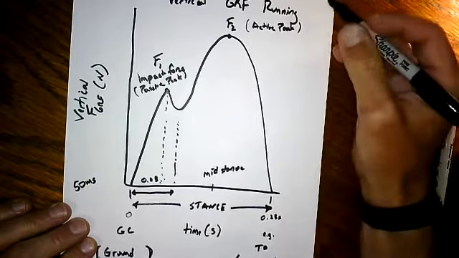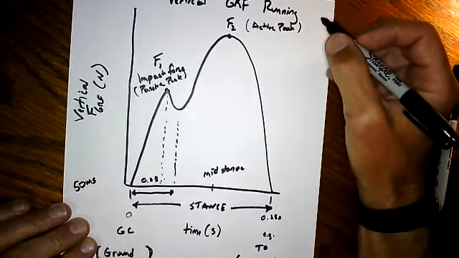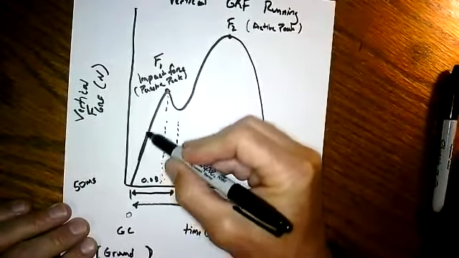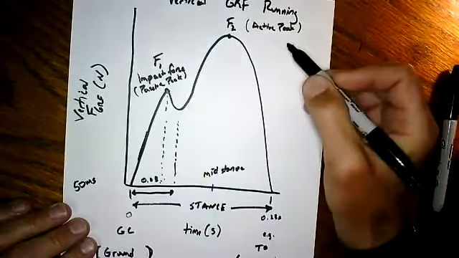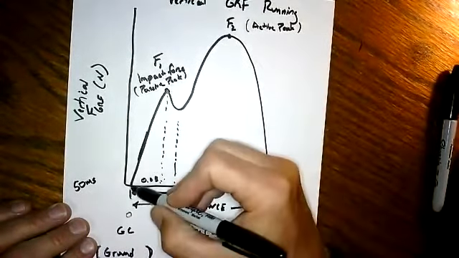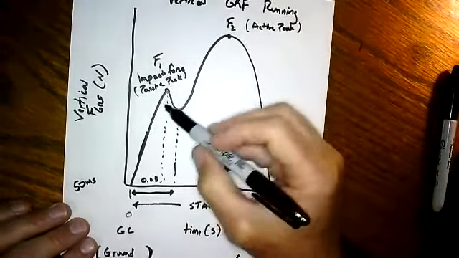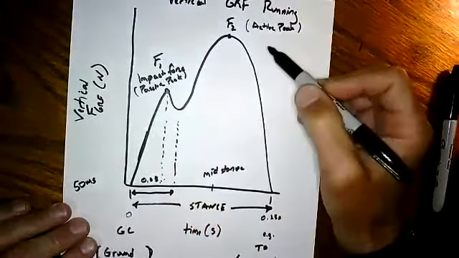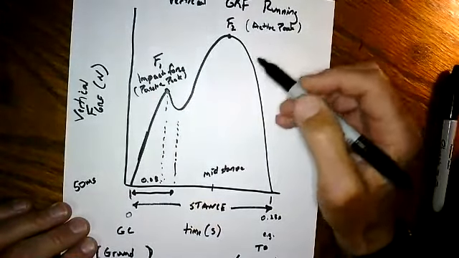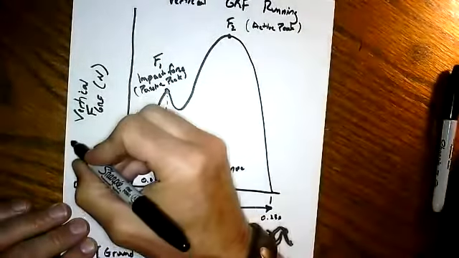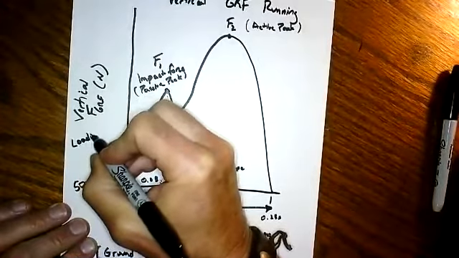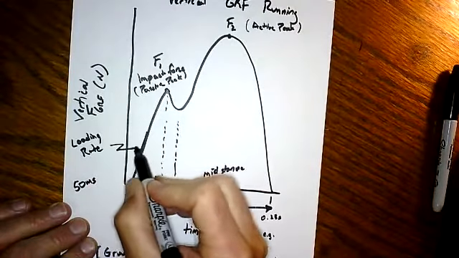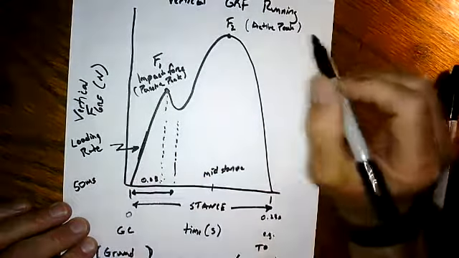Okay, another parameter that we find really important to analyze is the loading rate. The loading rate is the steepness of this force curve, force versus time plot right here, in this impact region before this impact peak that we see. So what we do is we calculate the slope of that line, and the slope of that line is loading rate. It's how fast force is increasing in this region.